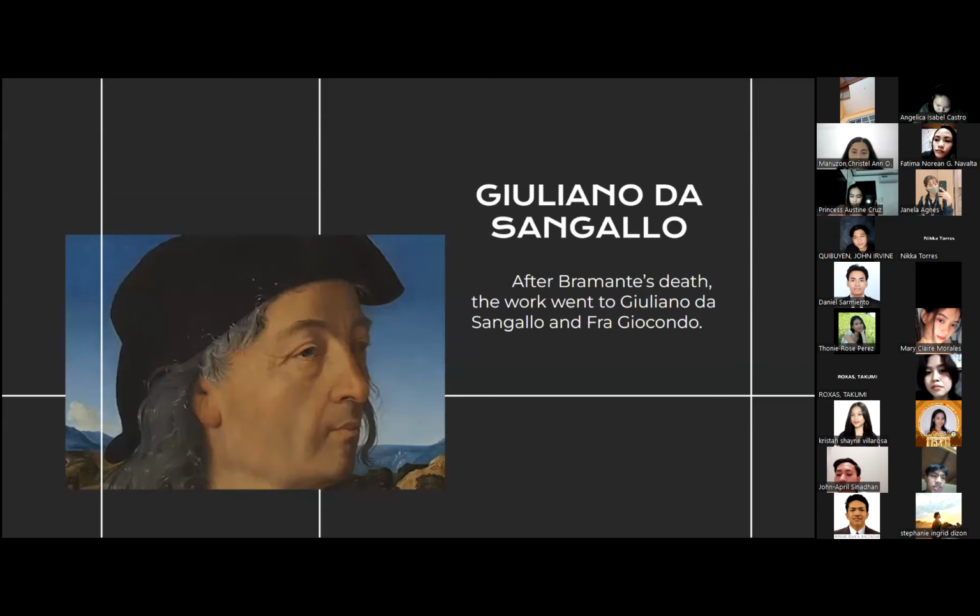The second architect was Giuliano da Sangallo. After Bramante's death, the work went to Giuliano da Sangallo and Fra Giocondo. He strengthened and extended the style of Bramante into a series of arcs and order opening around the base. The base of the western choir and the beginning of the south ambulatory was built in his time. Next slide.